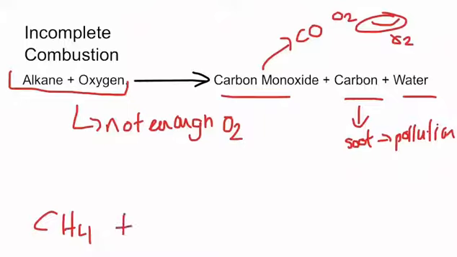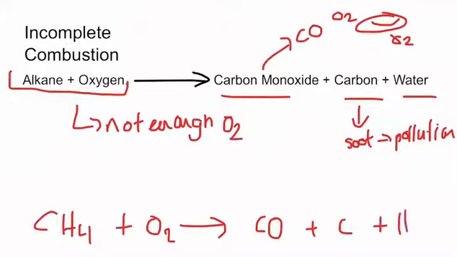We're going to add to that oxygen, and we know that in incomplete combustion we produce carbon monoxide, carbon, and water. Then we can balance that up, as you can see here, 4, 5, 2, 2, 8. And that's our incomplete combustion of methane.